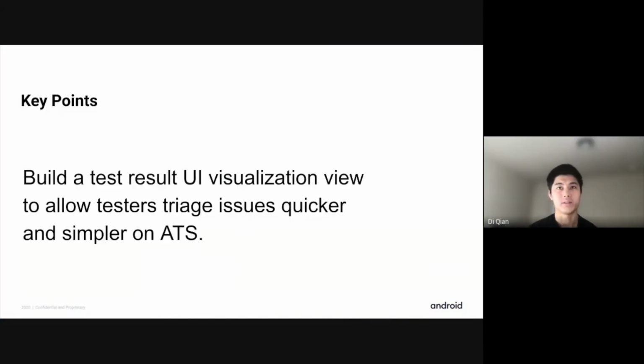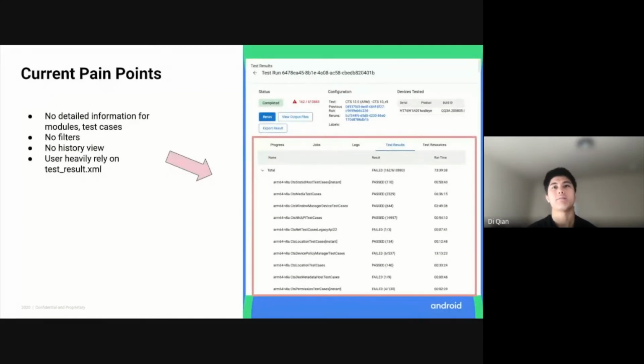Hi, my name is Dee. I'll be presenting test result analysis. The goal for this project is to build a test result UI visualization view to allow testers to triage issues quicker and simpler on ATS. The reason for us having this work is because there are some pain points that we need to solve. First, the current UI does not show detailed information for modules and test cases.